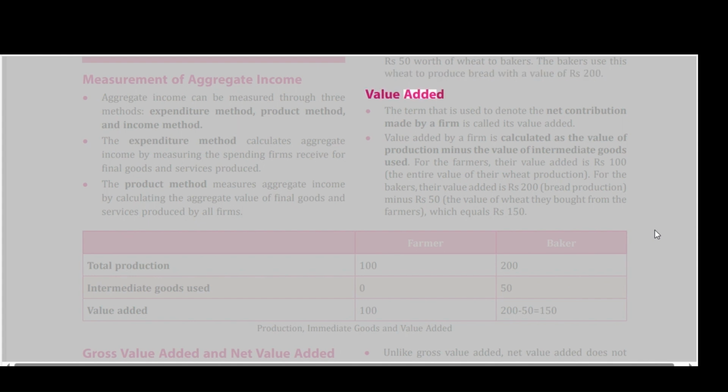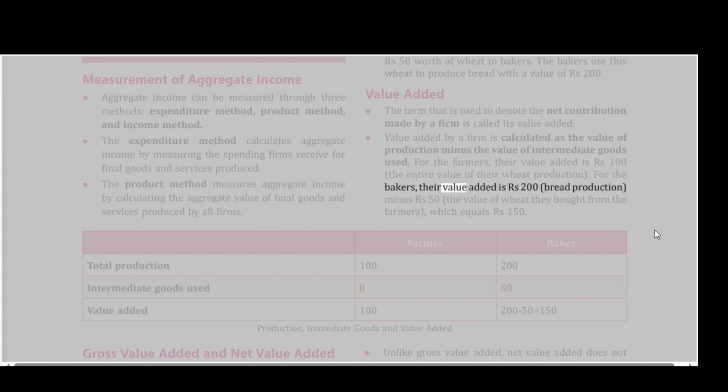Value added. The term that is used to denote the net contribution made by a firm is called its value added. Value added by a firm is calculated as the value of production minus the value of intermediate goods used. For the farmers, their value added is 100 rupees, the entire value of their wheat production.